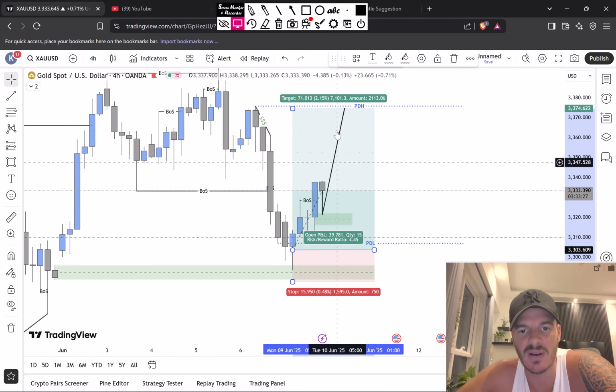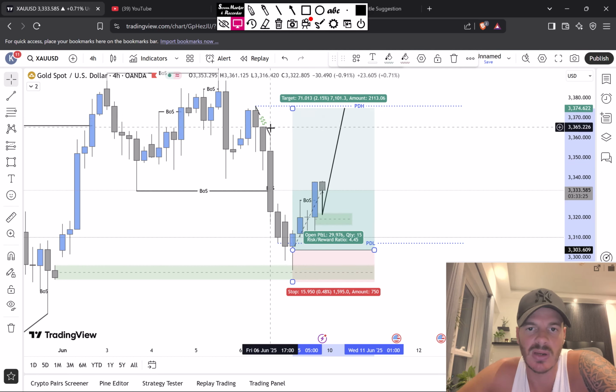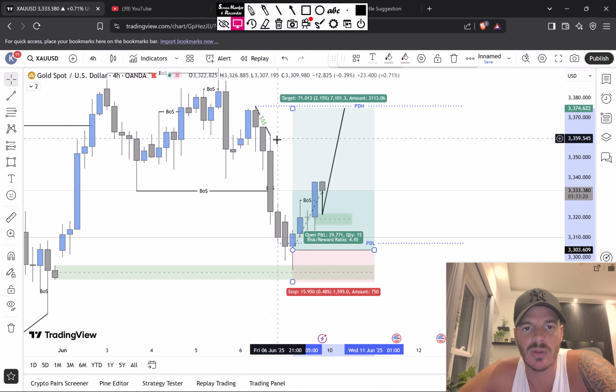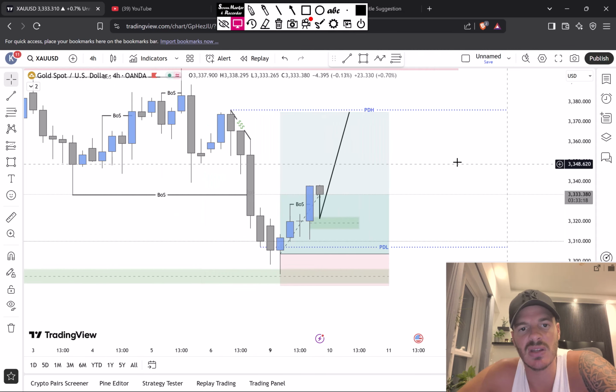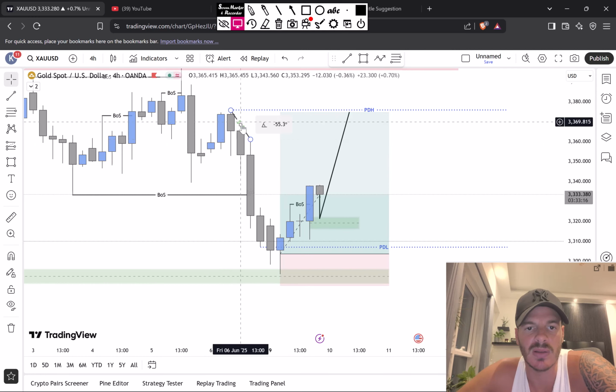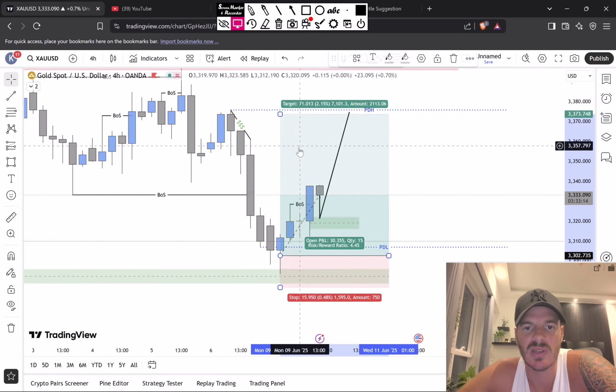and now I'm targeting 3,375, which is a reasonable level for the market to reach because there is a lot of liquidity hidden above these levels here. As you can see, there are descending highs, which indicates that there is liquidity in the market.